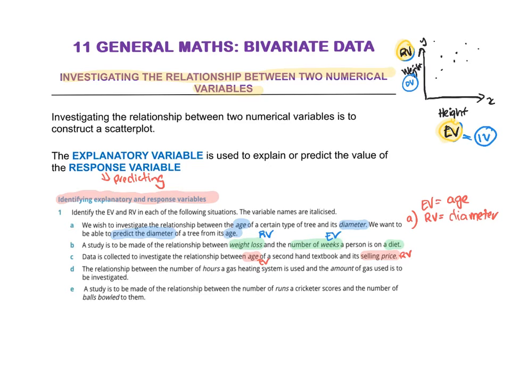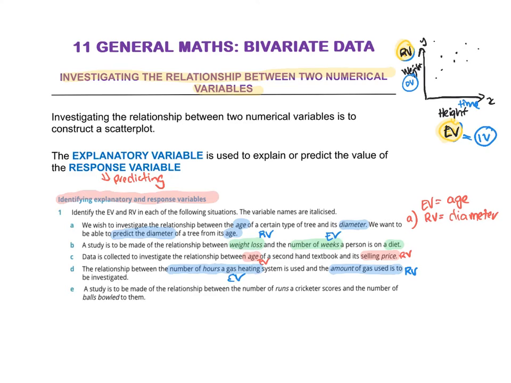The relationship between the number of hours a gas heating system is used and the amount of gas used. So what do you think you would be looking at, measuring? We're probably going to look at the amount of gas, don't you reckon? And the hours would be the explanatory variable. Often time is along here, so that might help you. Maybe not always, but often that's one, so it can help you out there.